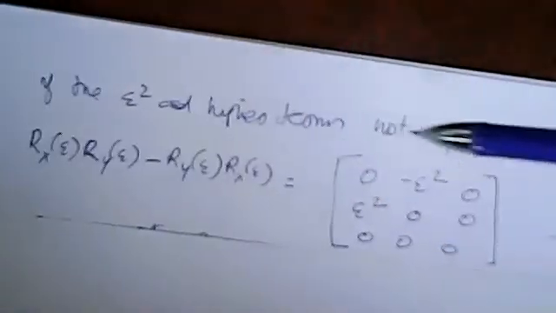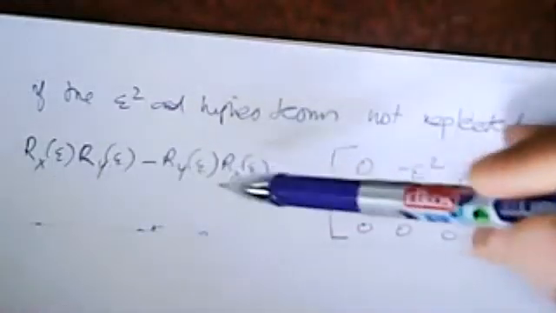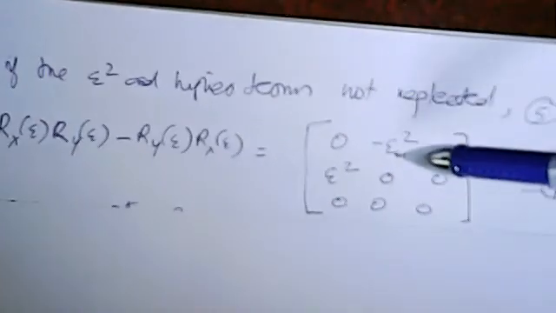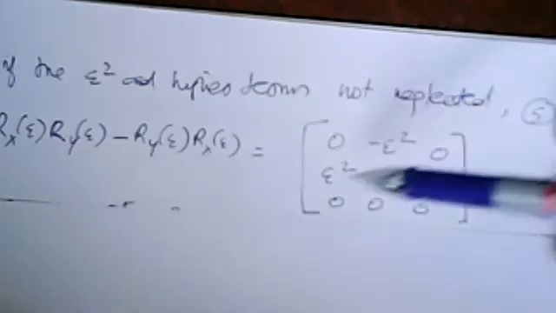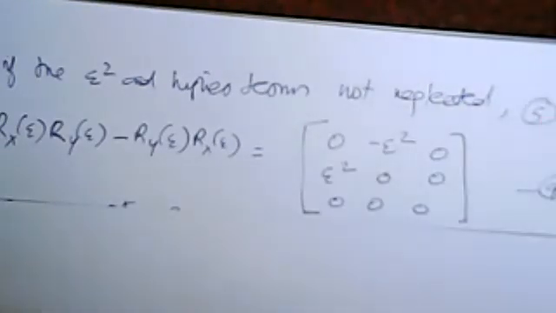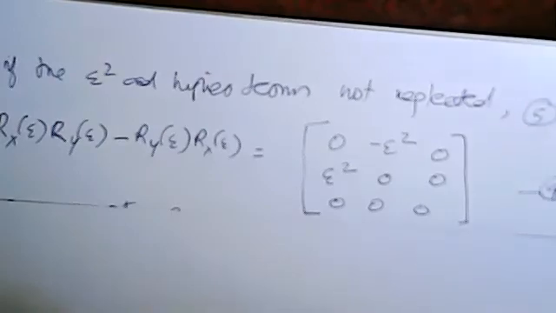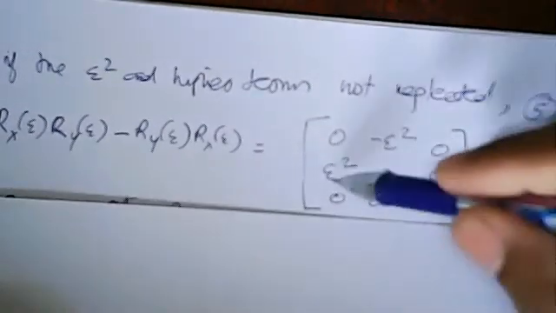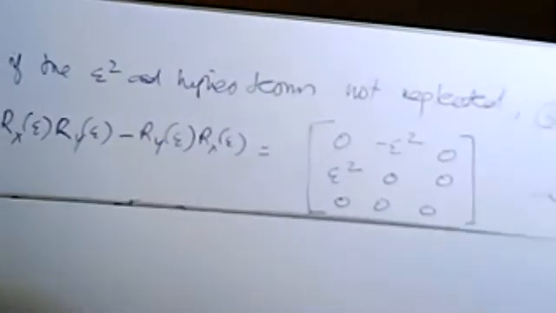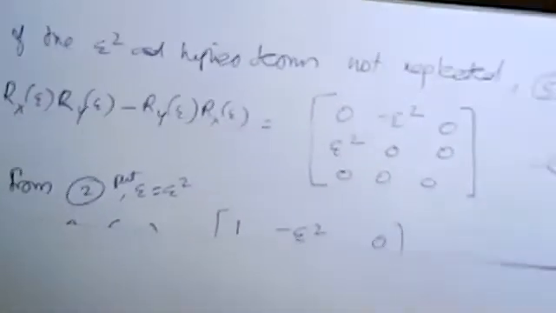And suppose we do not neglect the epsilon square term, the higher terms. Then what happens is you find the difference. Then Rx Ry minus Ry Rx is this one, minus epsilon square. All other terms are the same, and then that becomes 0. Only these two terms remain.